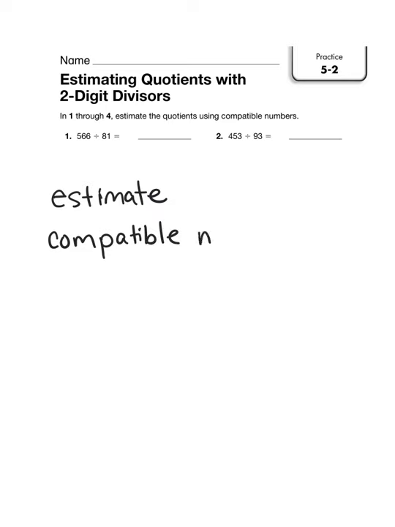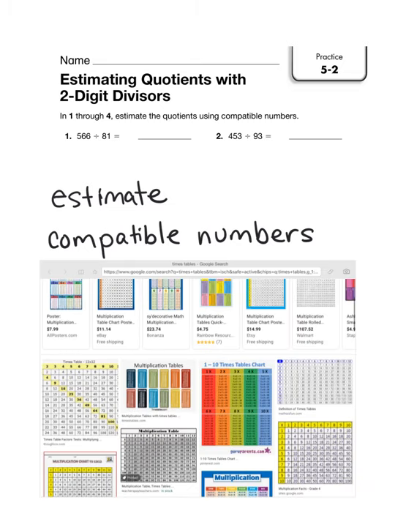So compatible numbers are numbers that you know well by studying your times tables or your division facts a lot of times. So if it's easier for you to do this assignment by keeping a times table handy, so you can reference it to refresh your memory about different math facts, either multiplication facts or division facts, then I encourage you to do that. I have no problem with you keeping a times table handy while you're doing this.